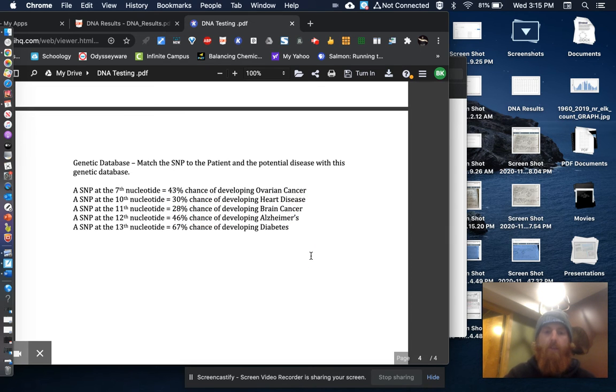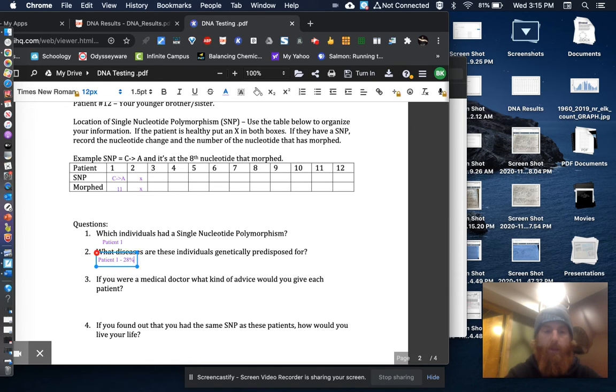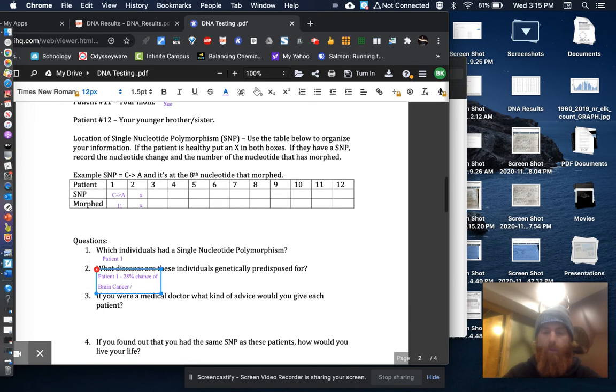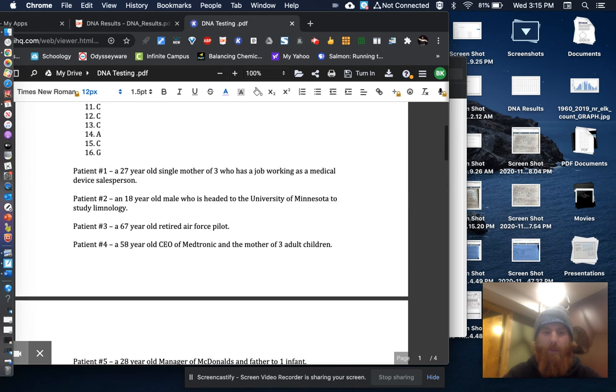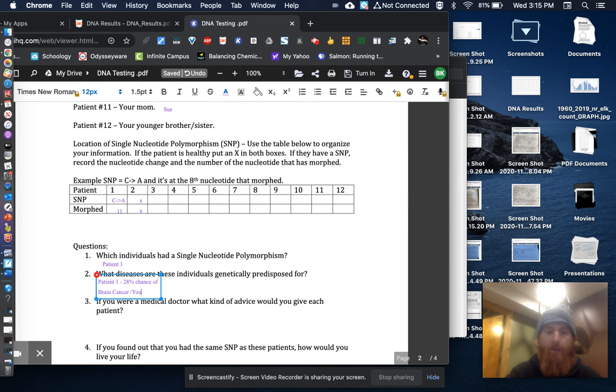Okay? And so what you're going to do is come up here. That's what I'm going to be checking for later. 28% chance of brain cancer. And just to clarify, this was the individual, it's patient one. I always like to put down what this person is, who they are, and this is the young mom, okay? She's got 3 young children to take care of.